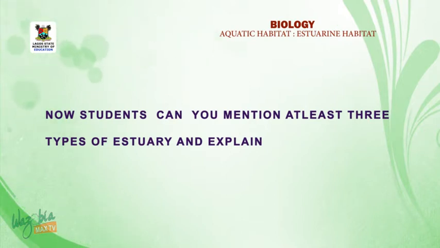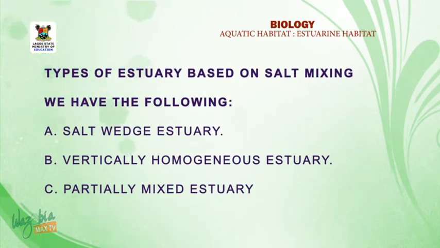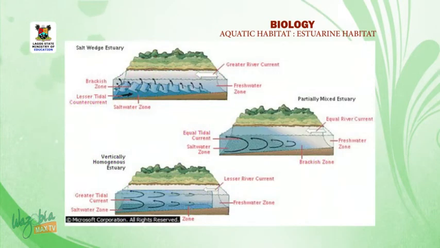Thank you. Now let's continue. Types of estuarine based on salt mixing. There are 3 types. We have the following under this category. A, salt wedge estuarine. B, vertically homogeneous estuarine. C, partially mixed estuarine. Take a look at this diagram.